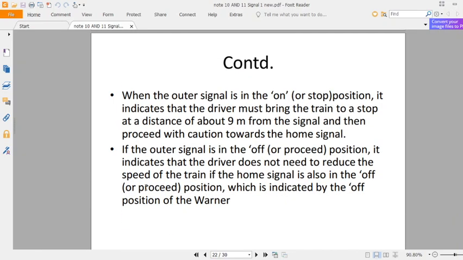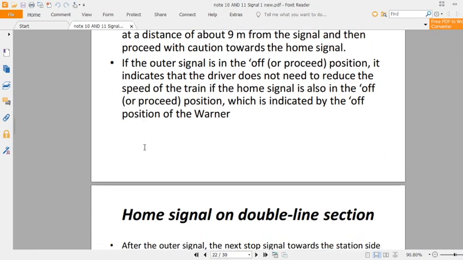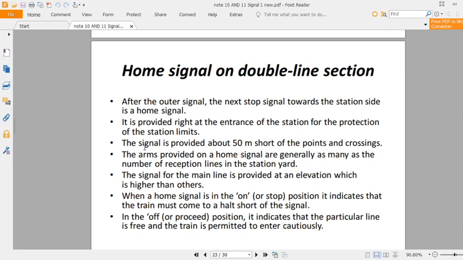So the Warner signal and the home signal or outer signal will be on the same post. When the outer signal is in the on position, it indicates that the driver must bring the train to a stop at a distance of about 9 meters from the signal and then proceed with caution towards the home signal. Now if the outer signal is in the off position, it indicates that the driver doesn't need to reduce the speed of the train if the home signal is also in the off position, which is indicated by the off position of the Warner. As the outer signal controls the reception of trains, it comes under the category of reception signal. Then home signal on double line section.